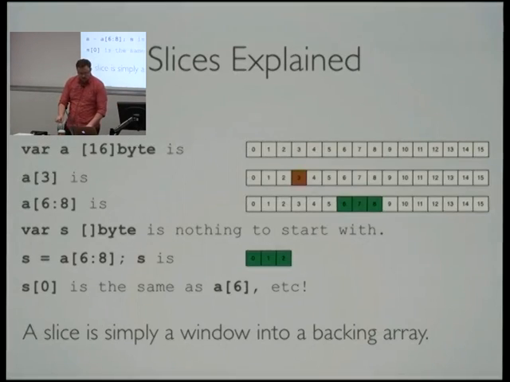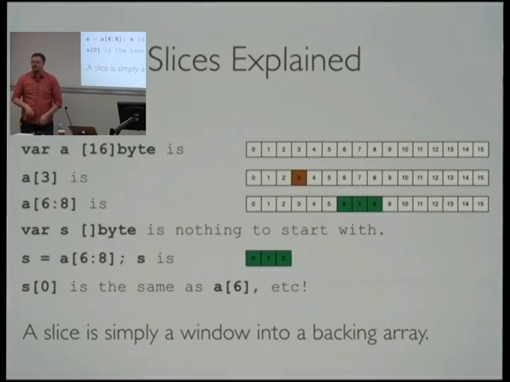Yes, so, well, sort of. S0 and A6 in this example point to the same memory. If I change A6, I'm changing S0. If I change S0, I'm changing A6. Yes, correct. And vice versa. The same physical memory. Is it best practice to use a lot of slices or to change one slice, like in a loop or something like this?